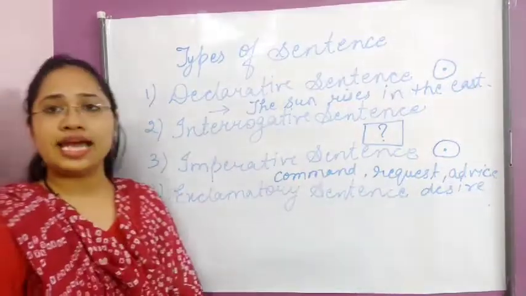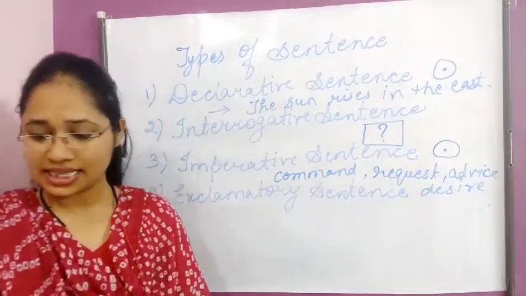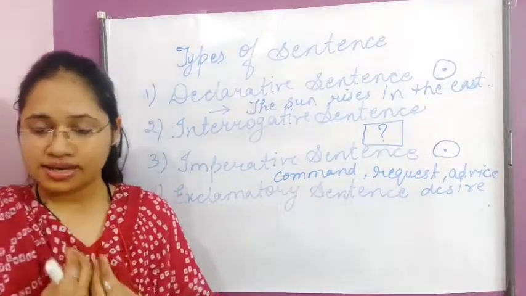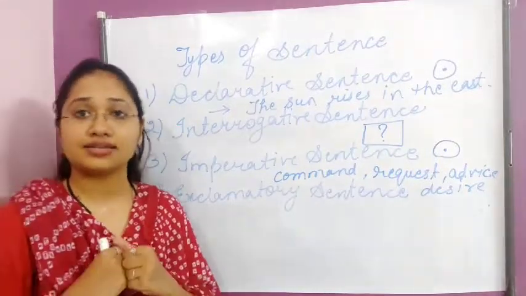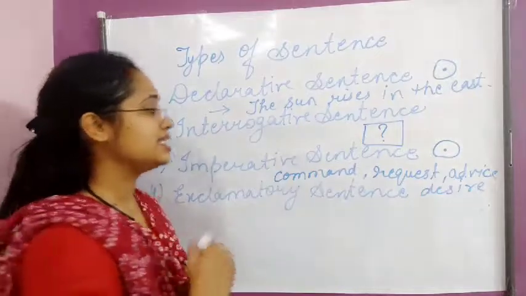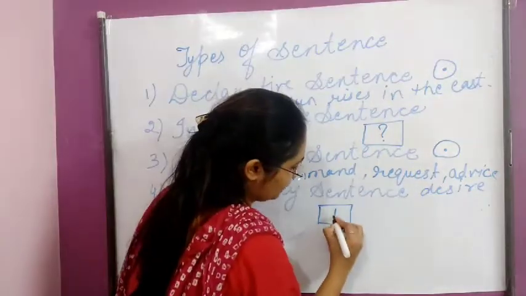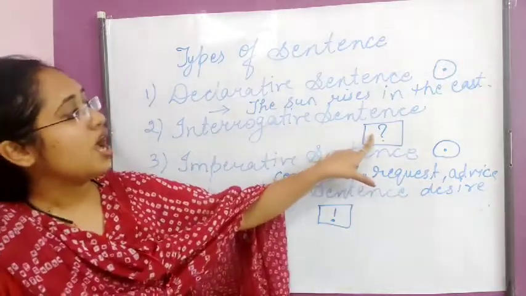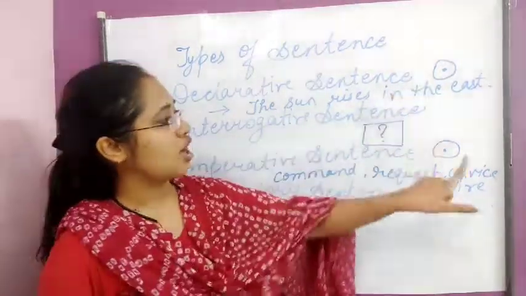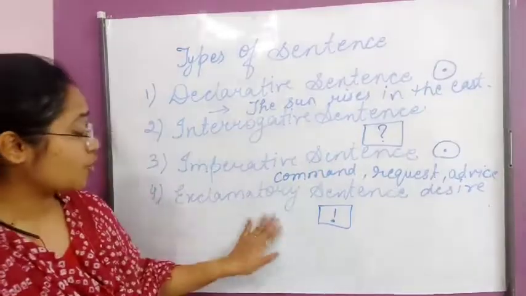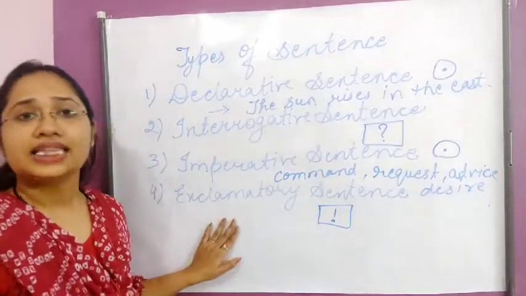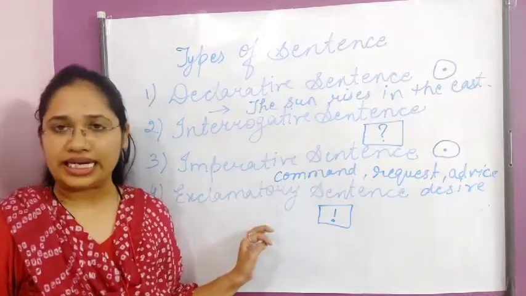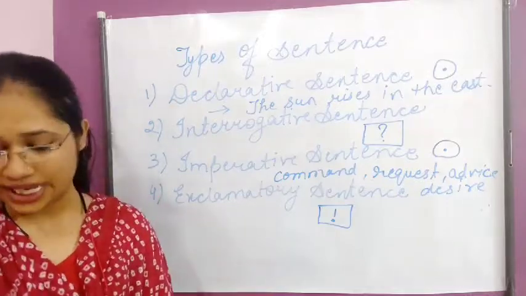Now the fourth type is the exclamatory sentence. That means it expresses a sudden feeling or some strong feeling. That is the exclamatory sentence, and it ends with the exclamation mark. This is the exclamation mark, this is the question mark, and this is the full stop. So what I am saying is that a sentence that shows strong feelings or sudden feelings is called an exclamatory sentence.